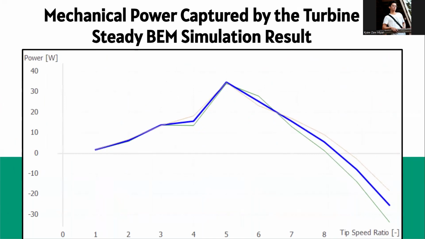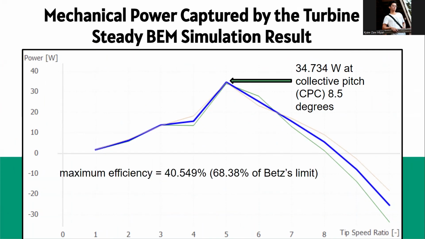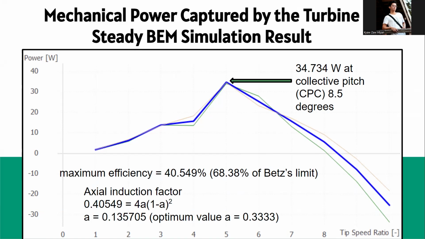And we proceeded to the steady BEM simulations, which is the blade element momentum method. According to our airfoil, we see that at the tip speed ratio of 5, our power approaches 34 or 35 watts, and at the collective pitch angle of 8.5 degrees, we got the maximum efficiency of our wind turbine, which is 40.5%. It is 68.38% of the Betz limit, which we can say is quite efficient for small wind energy systems.